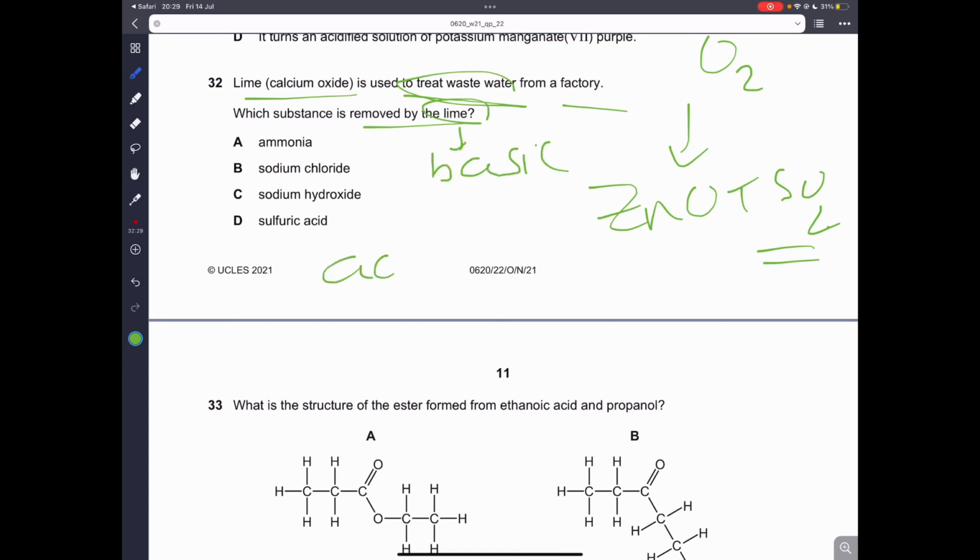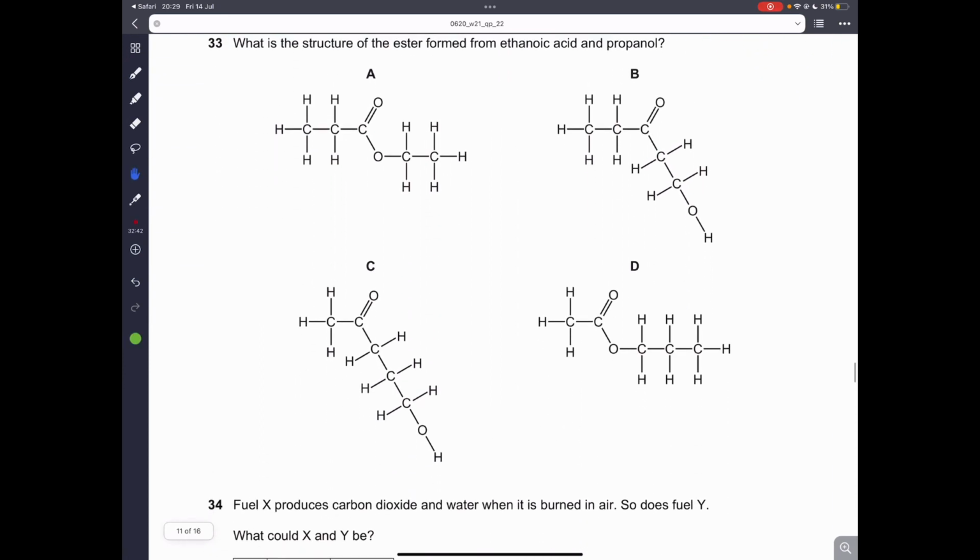So ammonia is basic, sodium chloride is neutral, sodium hydroxide is also neutral. However, sulfuric acid is not neutral, and therefore D is the correct answer. 33. What is the structure of the ester formed from ethanoic acid and propanol?